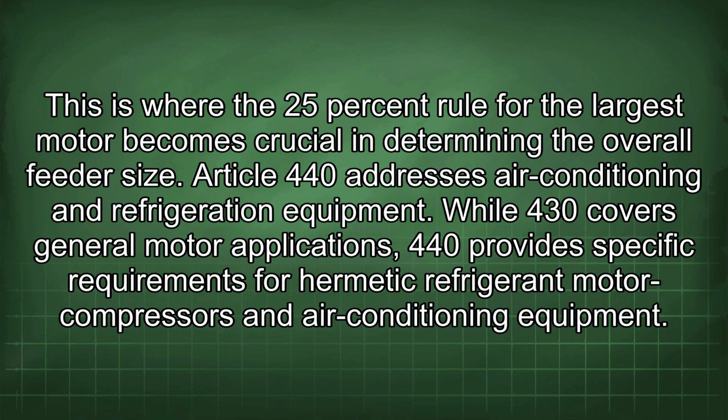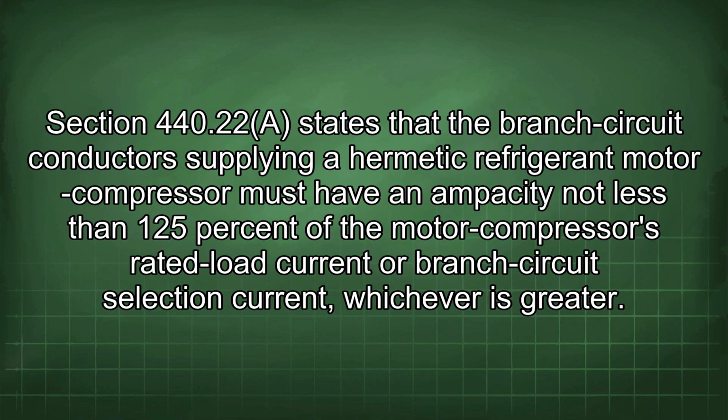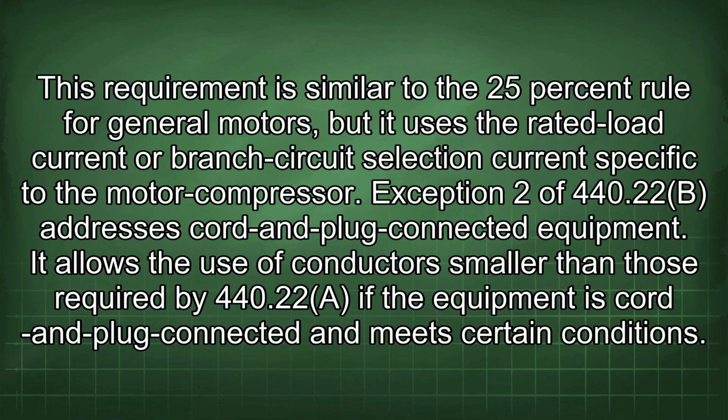Article 440 addresses air conditioning and refrigeration equipment. While 430 covers general motor applications, 440 provides specific requirements for hermetic refrigerant motor compressors and air conditioning equipment. Section 440.22 states that the branch circuit conductors supplying a hermetic refrigerant motor compressor must have an ampacity not less than 125% of the motor compressor's rated load current or branch circuit selection current, whichever is greater. This requirement is similar to the 25% rule for general motors, but it uses the rated load current or branch circuit selection current specific to the motor compressor.